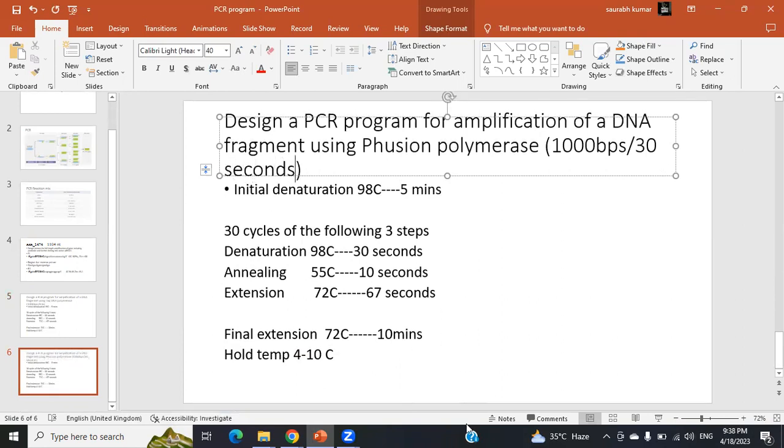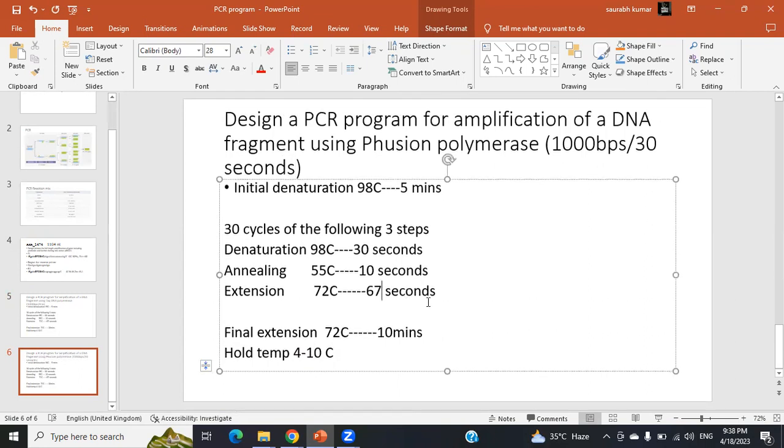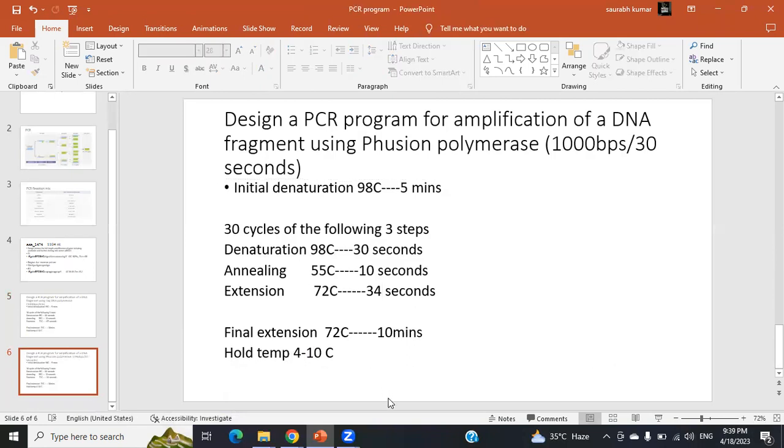So accordingly, I'm going to just divide this value by 2 so that I can get how much extension time I need. So it is going to be about 34 seconds as the extension time. Final extension again is going to be the same and the hold temperature again is going to be identical. So that's it about how you set up a PCR program using Taq and fusion DNA polymerase.